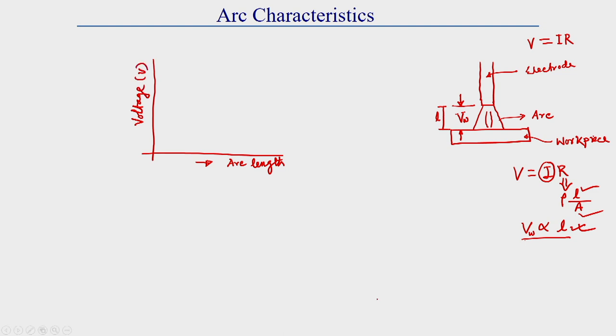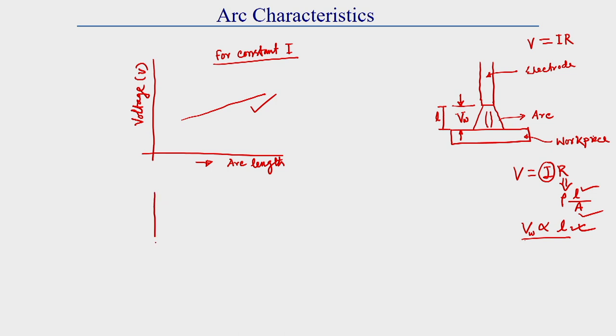Now, here it is observed that generally if the arc length changes, what I have already told you, that means for a particular current, for constant current I, if the arc length increases, then voltage increases. So, generally it depends on arc length. If the arc length increases, then voltage increases.